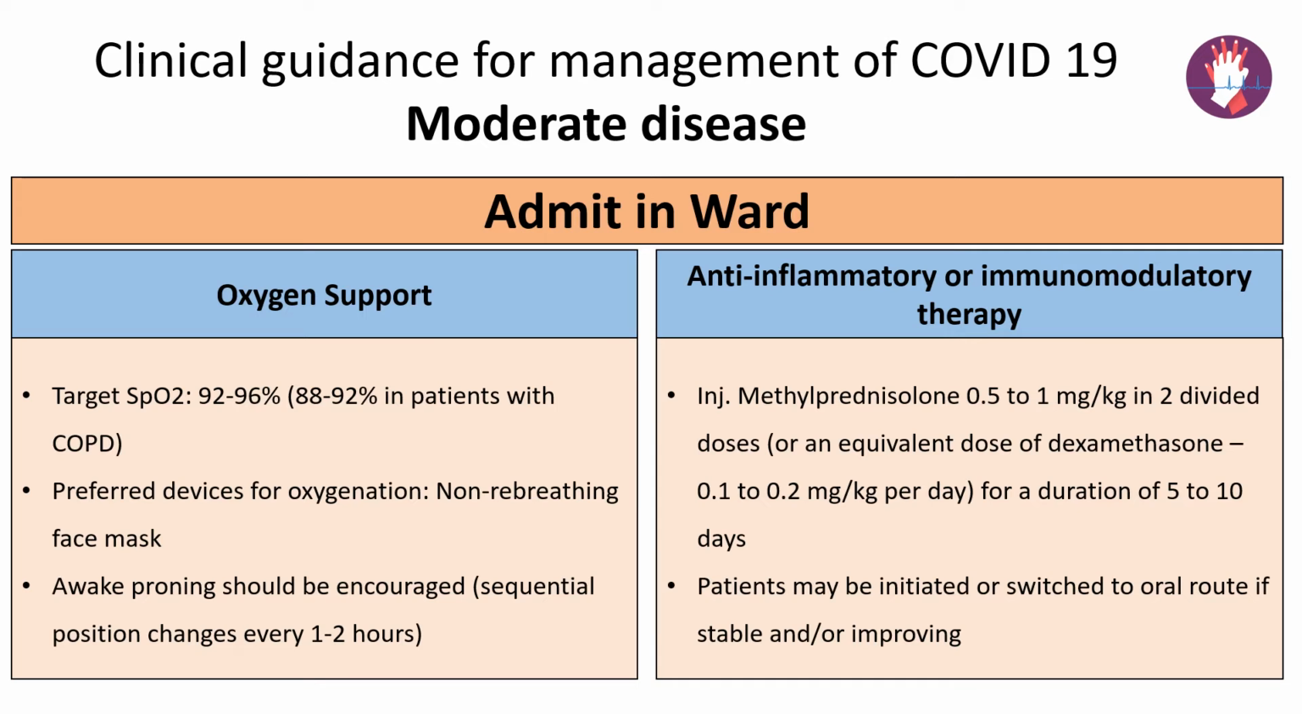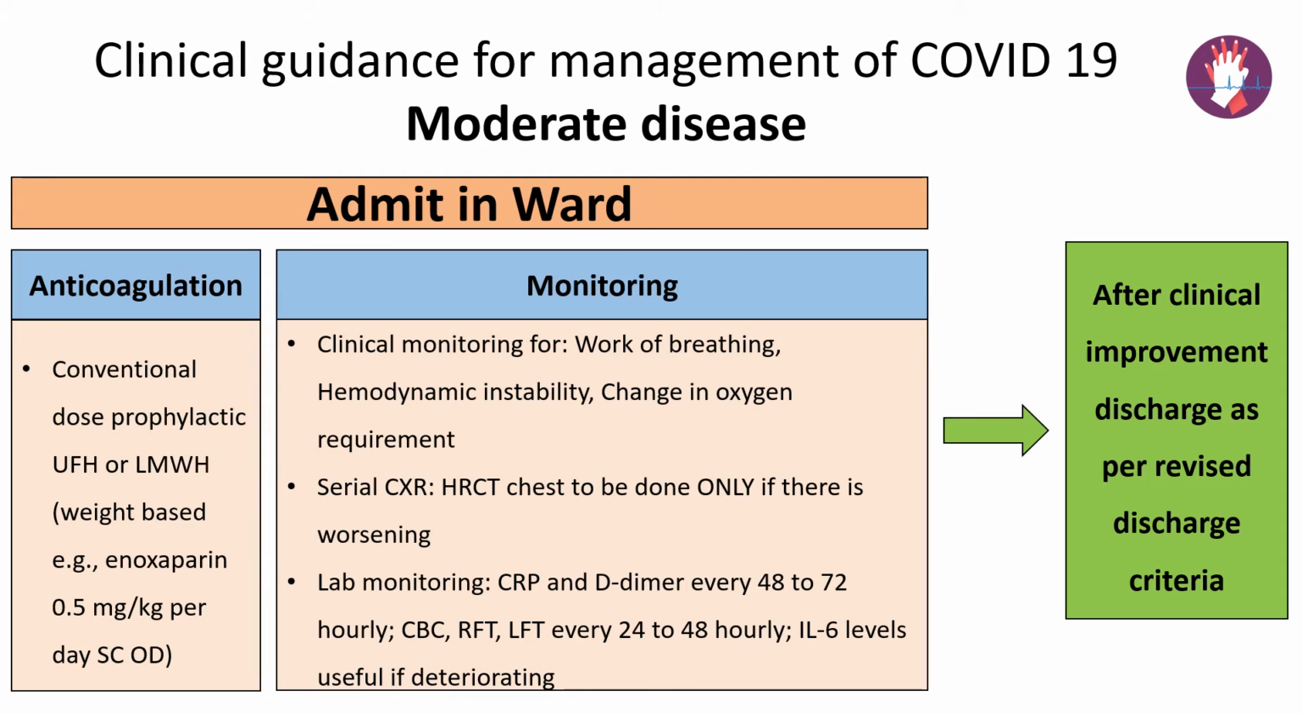The patient could also be switched to an oral route if they are found to be stable or improving. There is a high incidence of clotting-related casualties in COVID patients, and we should be using some prophylactic anti-clotting medication. So according to the weight of the patient, you could give enoxaparin 0.5 milligram per kilogram per day in a subcutaneous dose.